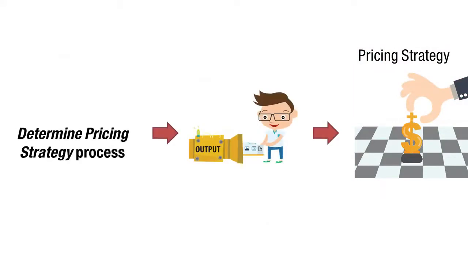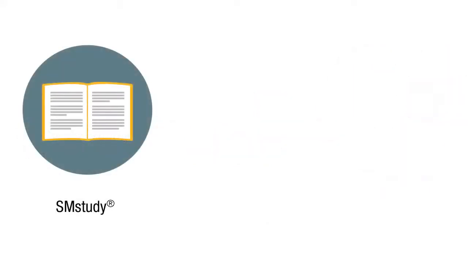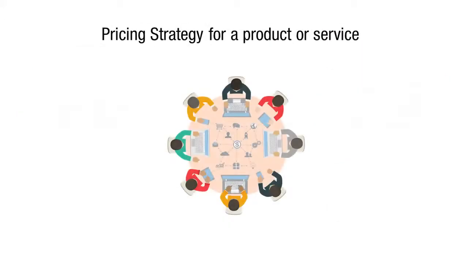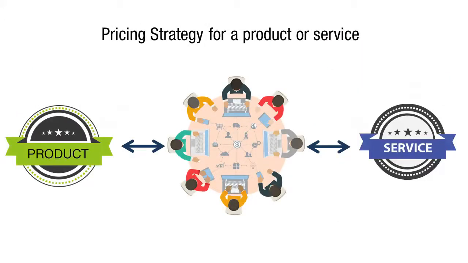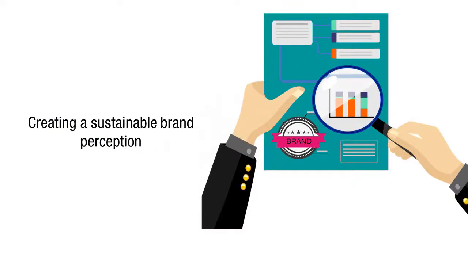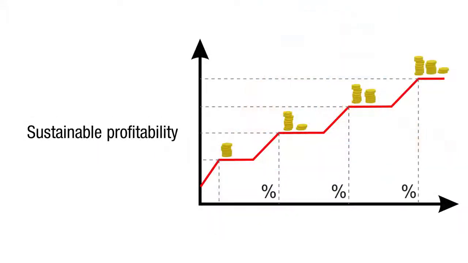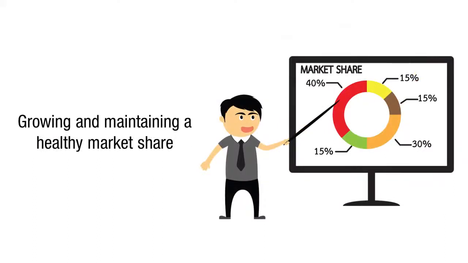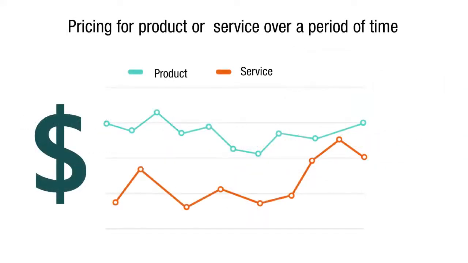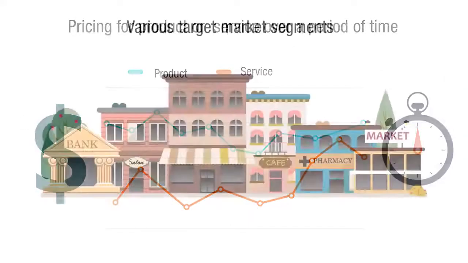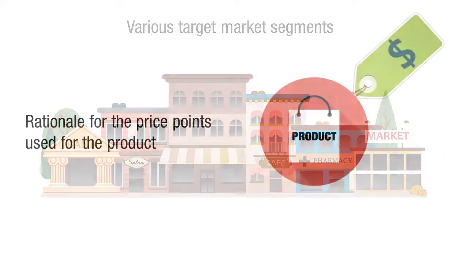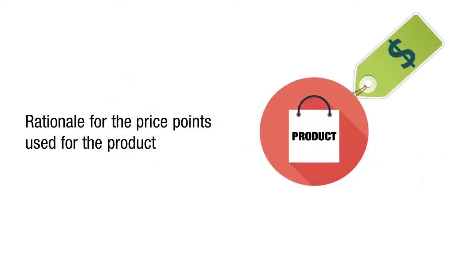The pricing strategy is an output of the Determine Pricing Strategy process in the SMstudy book on marketing strategy. The pricing strategy for a product or service is focused on creating a sustainable brand perception and sustainable profitability for the product or brand, while growing and maintaining a healthy market share. The pricing strategy should include the following information: the recommended pricing for the product or service over a period of time in the various target market segments and the rationale for the price points used for the product.